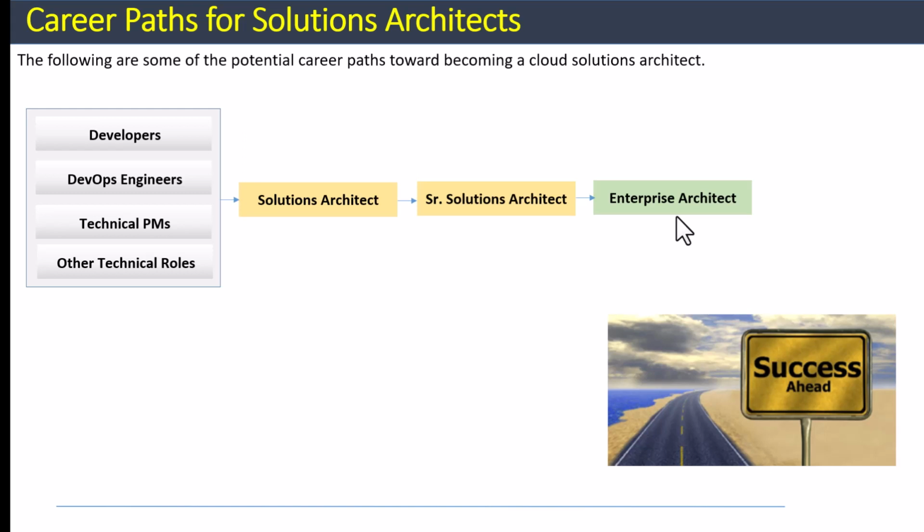Once a person becomes an enterprise architect, they can easily progress to senior management roles within the organization. That can vary depending on each organization's overall management structure and their policies.